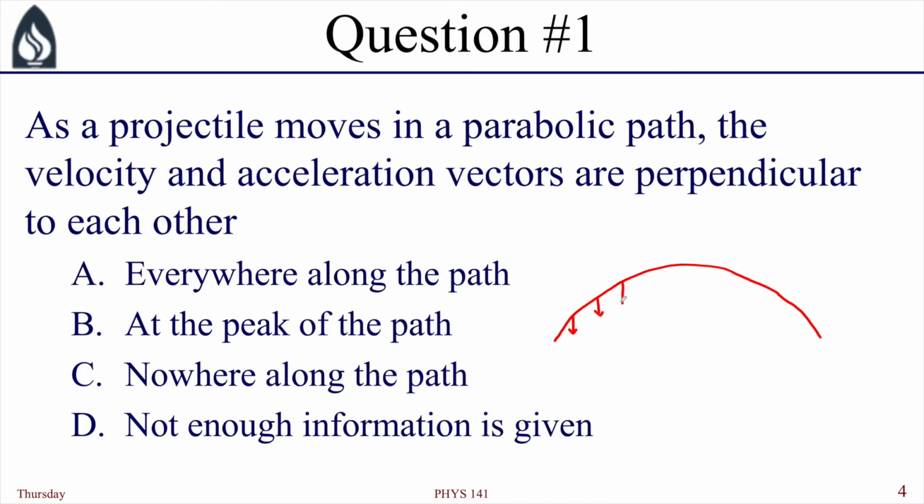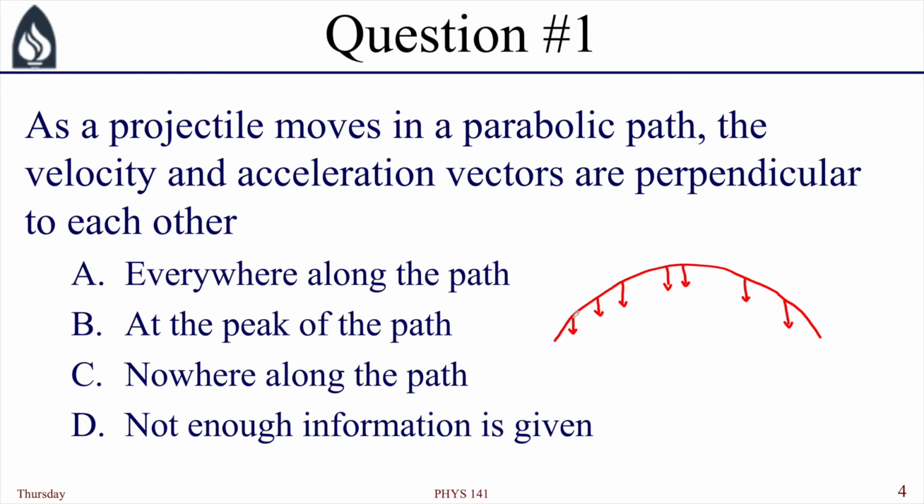And that's true at any point along the path for the projectile. So it's always downward and always 9.8 meters per second squared. Now what about the velocity vector? Well, the velocity vector points in the direction of motion.